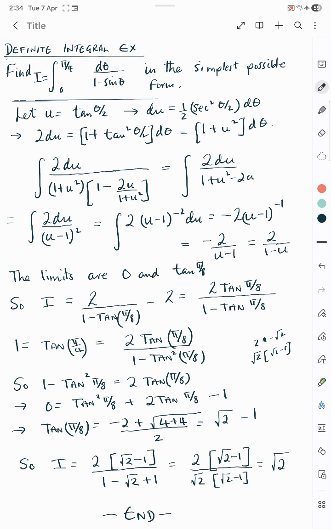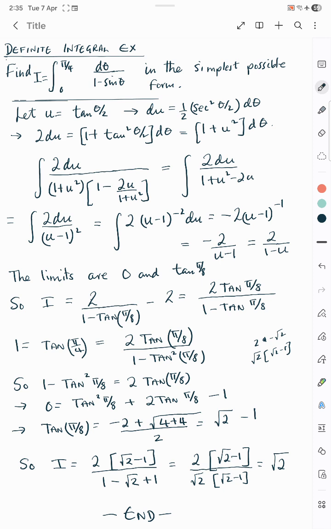And then integrating that, that's a fairly standard integral, so that's the integral of 2 times u minus 1 to the power minus 2 with respect to u, and that is minus 2 times u minus 1 to the power minus 1, which of course is minus 2 over u minus 1, or 2 over 1 minus u. Now the limits are 0 and tan pi upon 8.